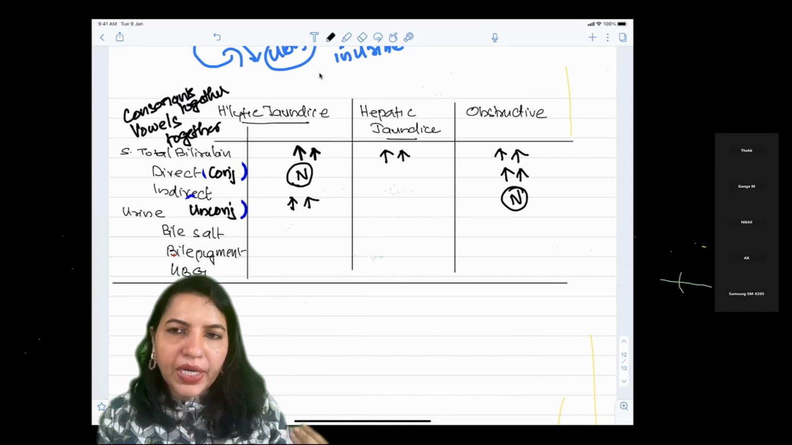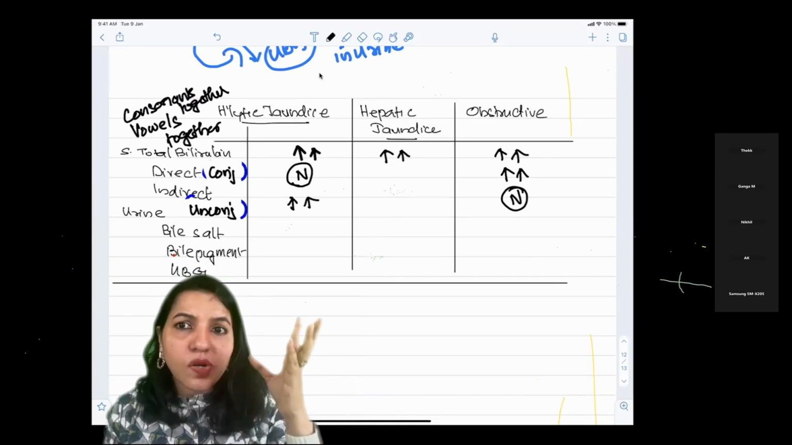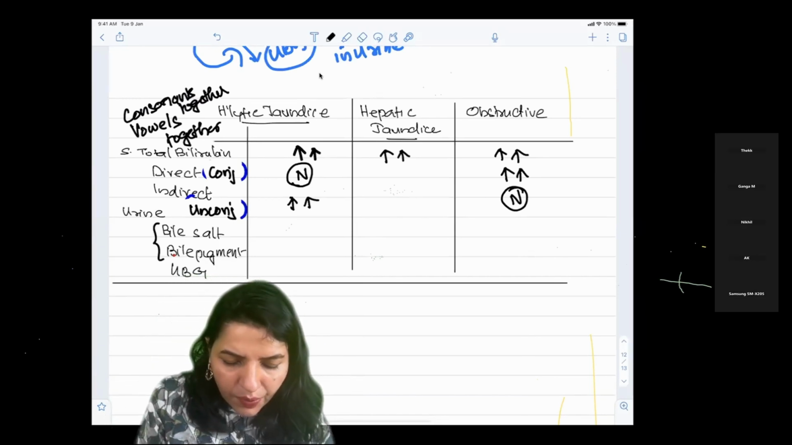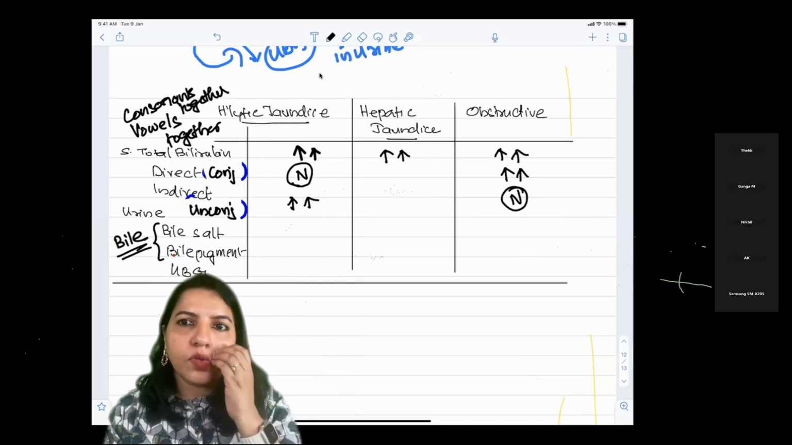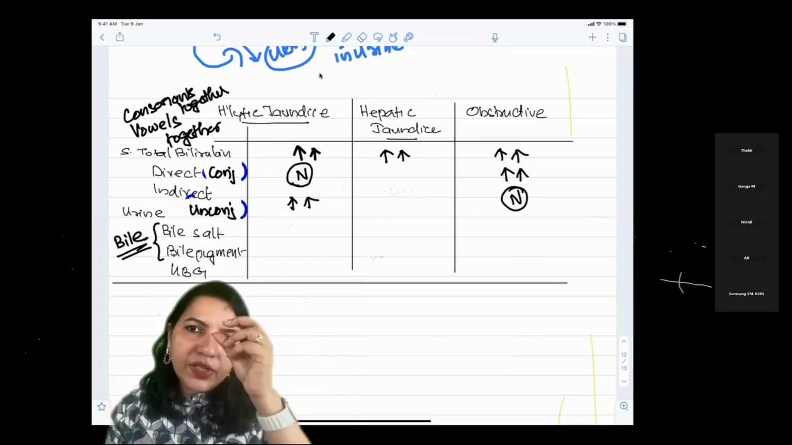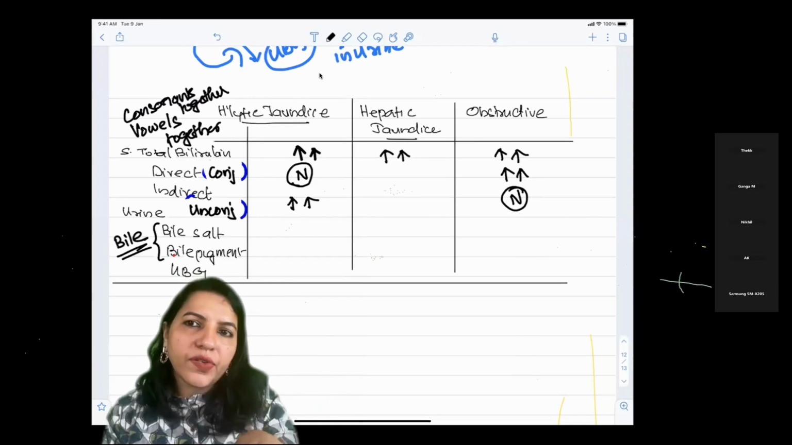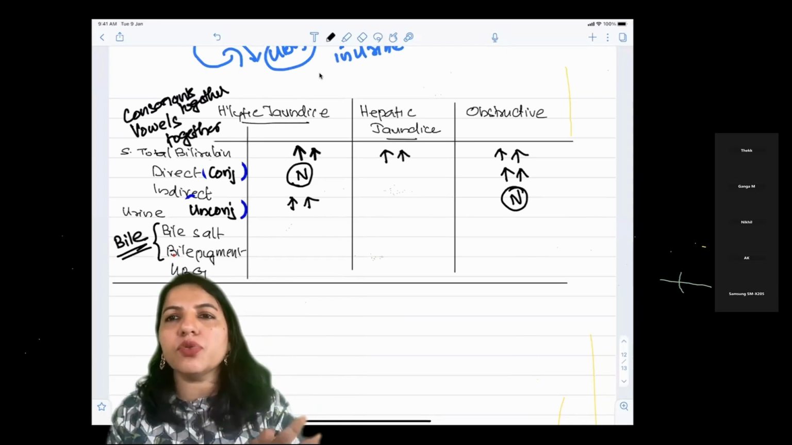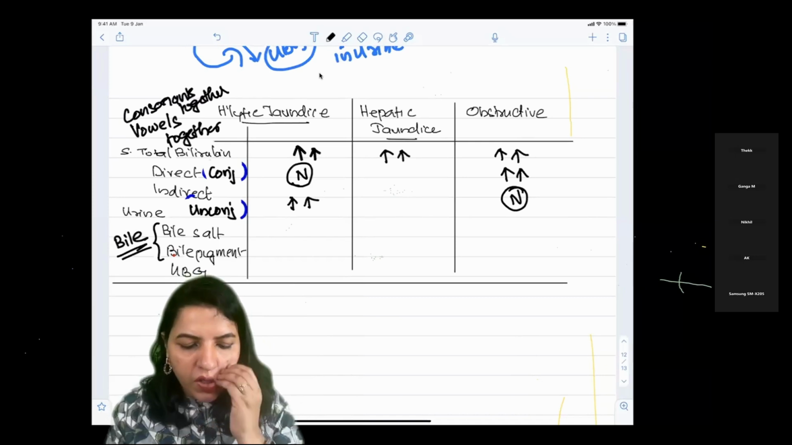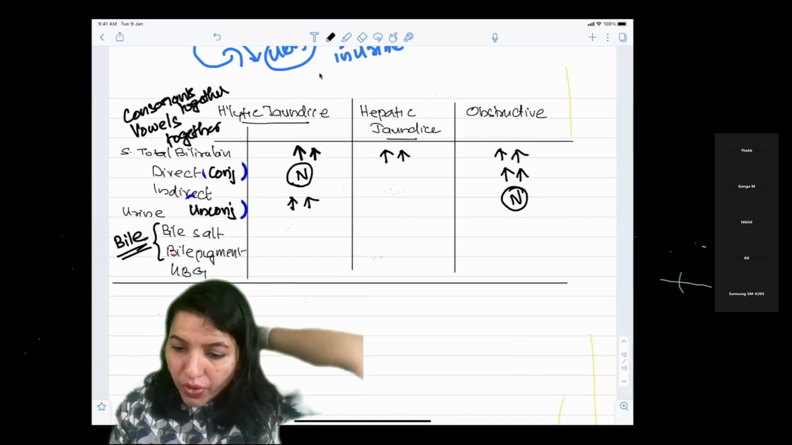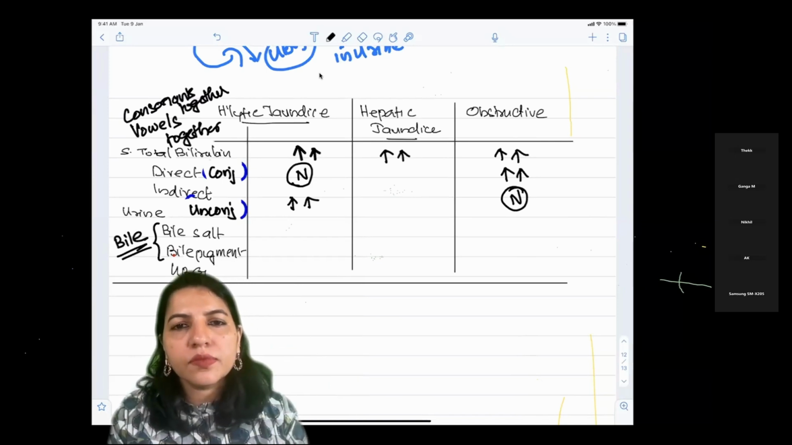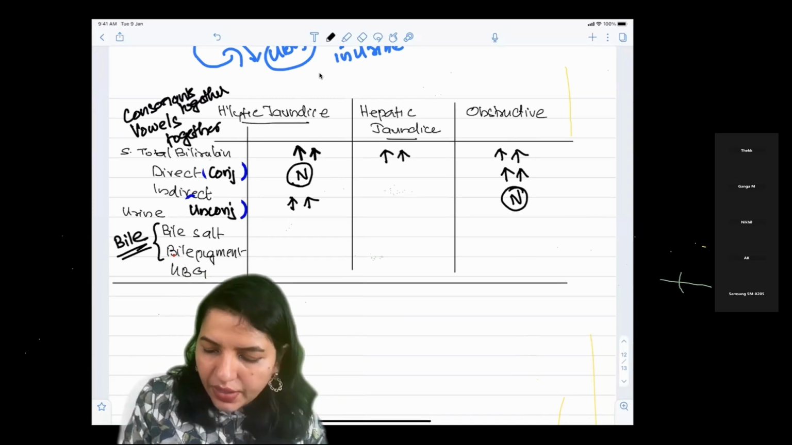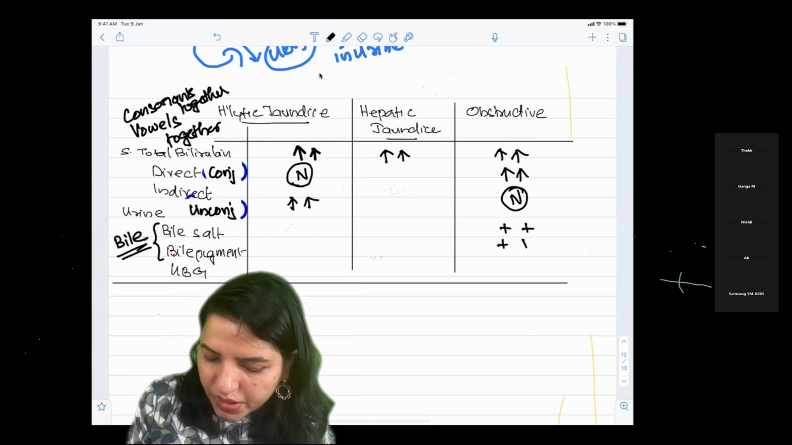Now tell me about the bile salt, bile pigment. Bile salt and bile pigment are the components of bile. Remember it like this: whenever there is obstruction to the bile flow, whatever is present in the bile is present in urine. This is what you have to remember. So bile salt and bile pigment is positive in what type of jaundice? Yes, obstructive.